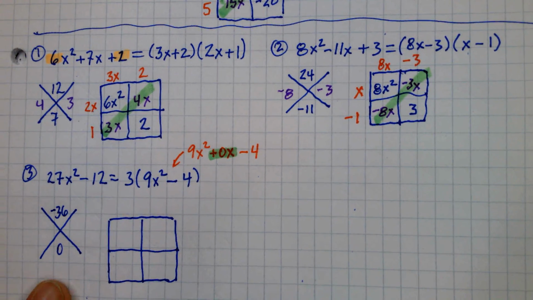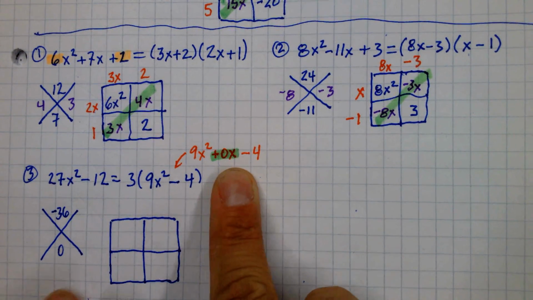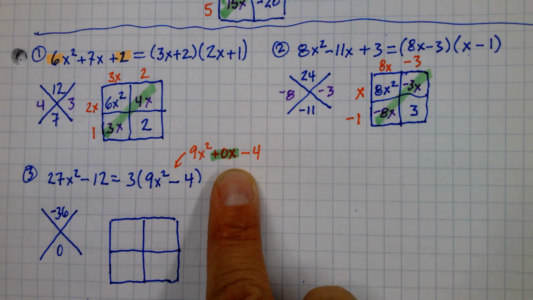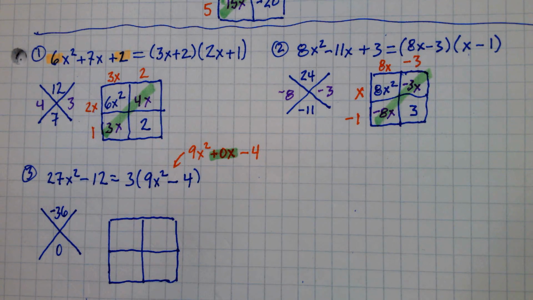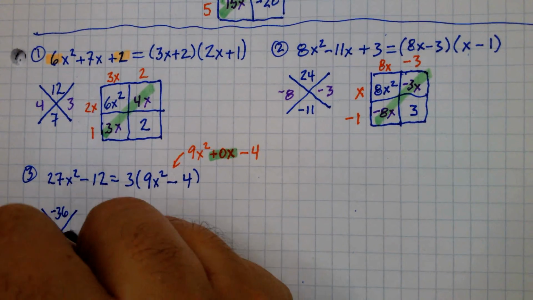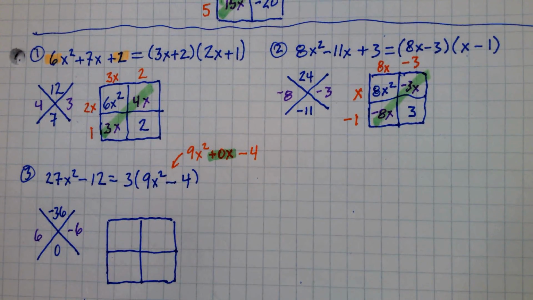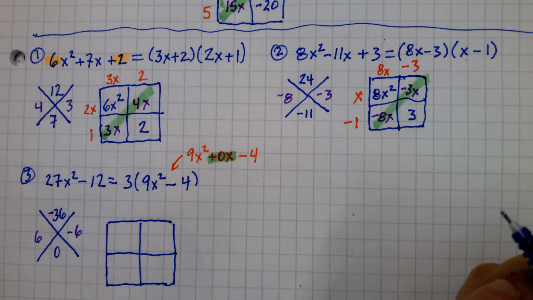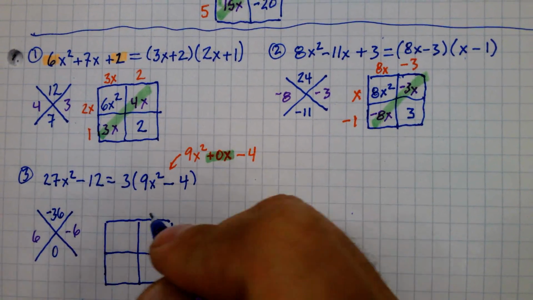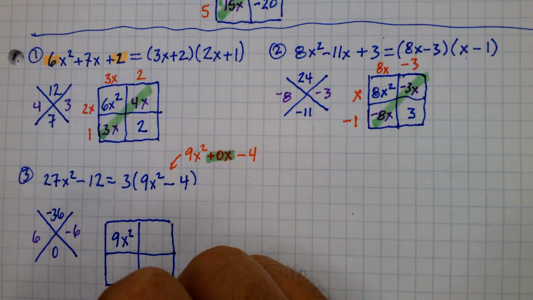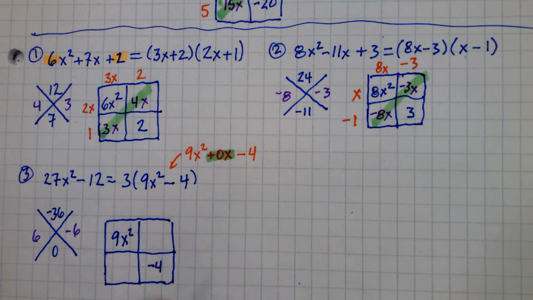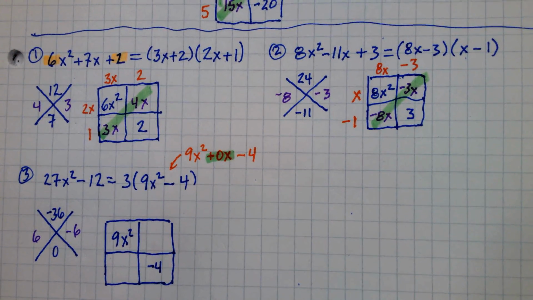All right. Any questions how I got the 0? It's because I'm looking at it as if it's a trinomial, and it would be 0x. So that's how I got the 0. Okay? So I want two numbers that multiply to negative 36 that add up to 0. 6 and negative 6. Yeah, 6 and negative 6. Okay? So let's fill in this portion. We get 9x squared, negative 4, and then we want 6x and negative 6x. Okay?